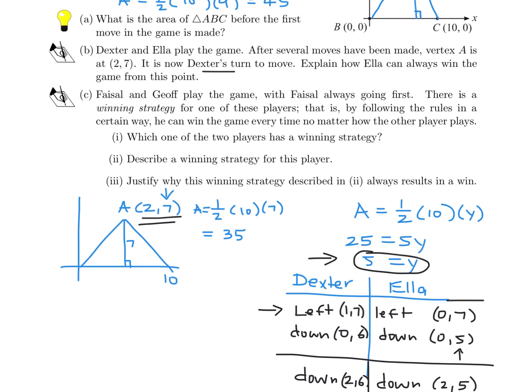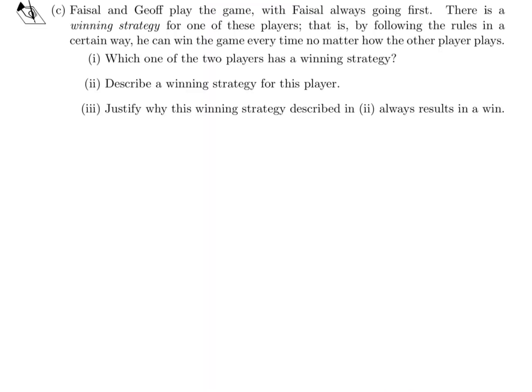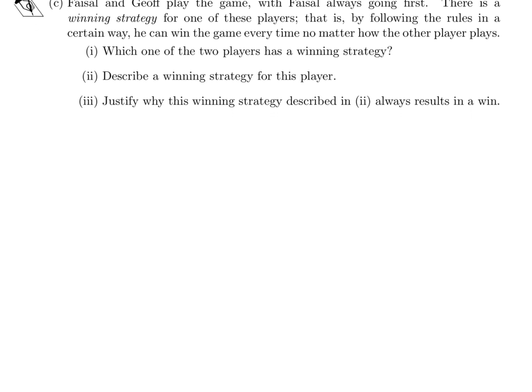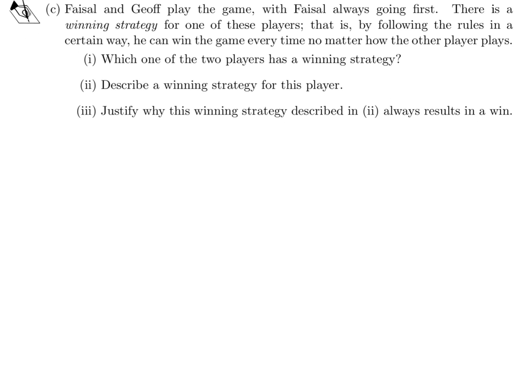Next part here. Faisal and Jeff played the game with Faisal always going first. There is a winning strategy for one of these players. That is, by following the rules in a certain way, he can win the game every time, no matter how the other player plays. Okay, which one has a winning strategy?